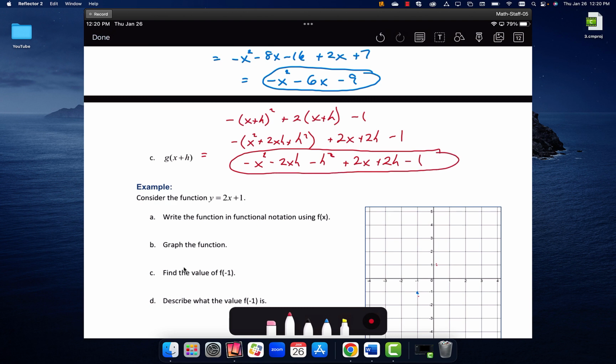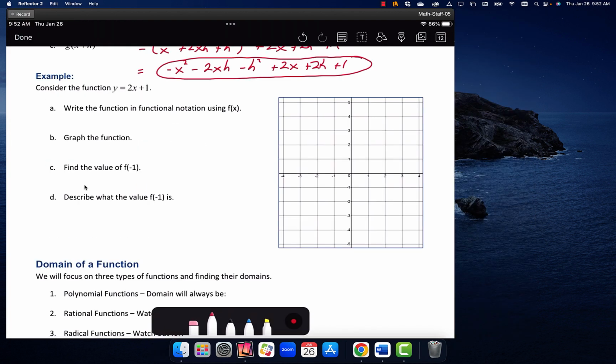Now I know that looks like a mess. There is a point to this. We're going to be using this kind of notation later with the difference quotient, and it'll have a little more meaning later.